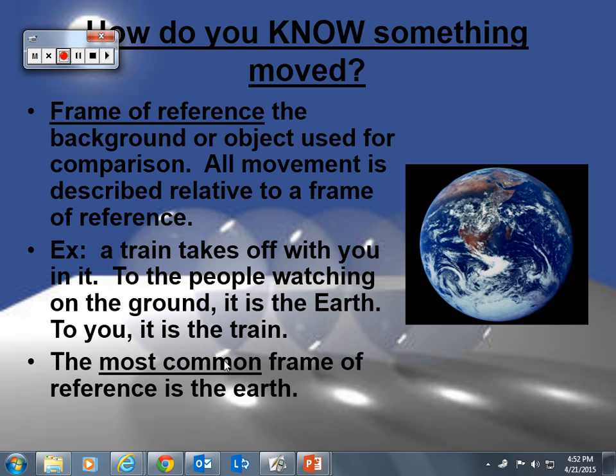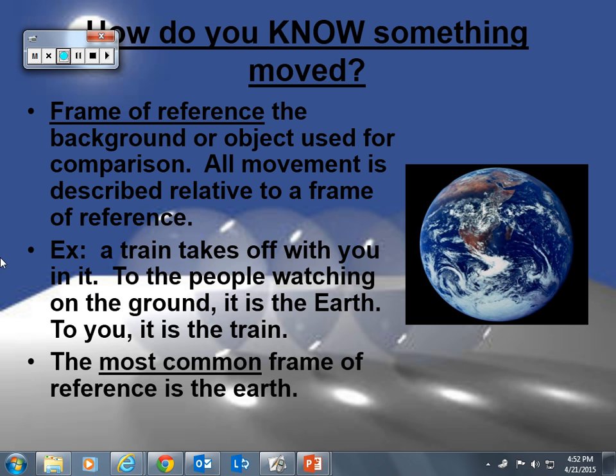Okay, so we talked about frame of reference in class. Sorry about that, Sean. Frame of reference is the object, the background, whatever it is that you're using to prove to yourself that movement is taking place. So many times it is the earth, or you're using yourself, standing on the earth, which is moving, so you're using the earth as the frame of reference.